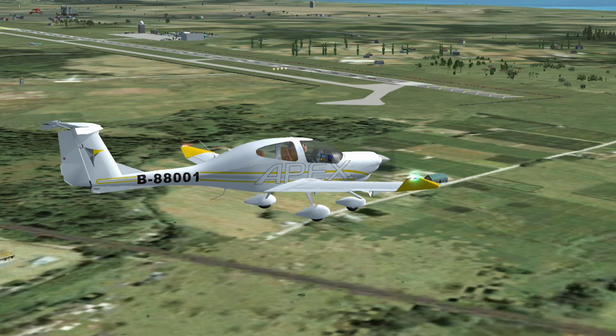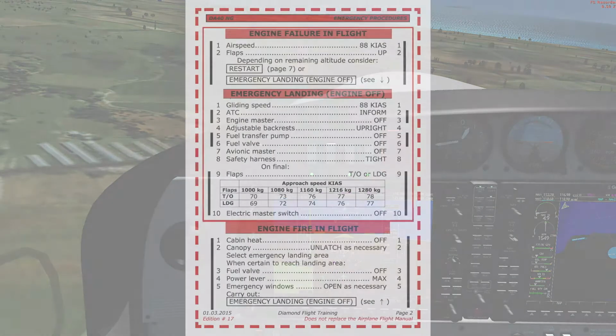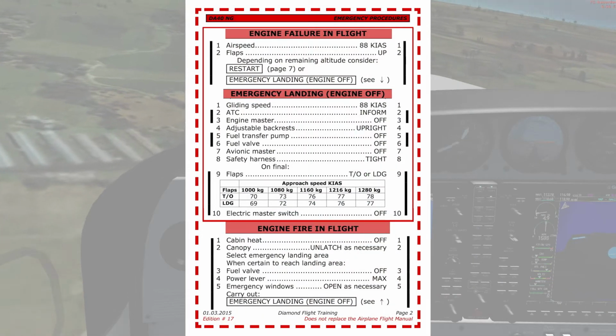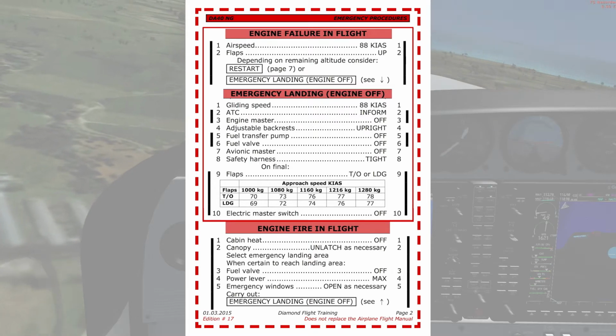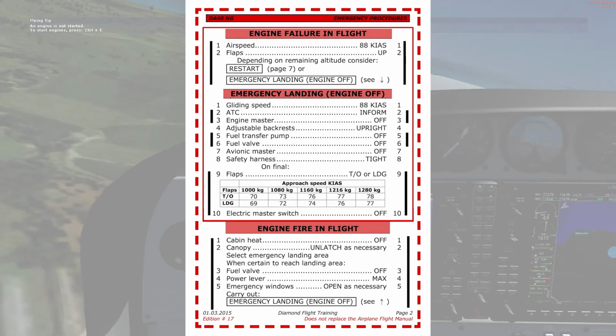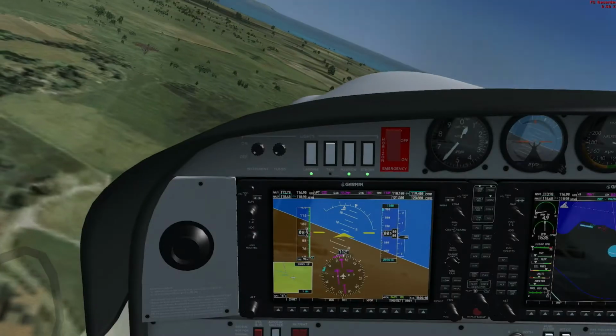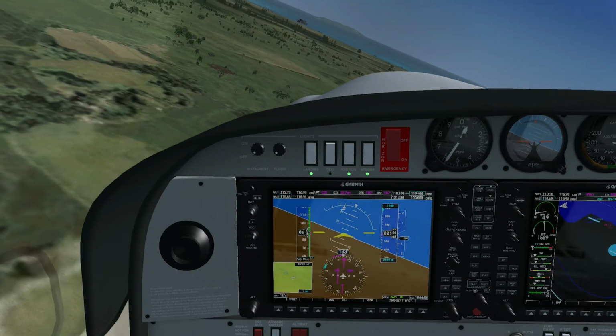Now we may start to nose up and continue this emergency landing procedure. Emergency landing. ATC informed. Engine master off. Fuel transfer pump off. Fuel valve off. At this point, the airplane is high. Put down the flaps 1.